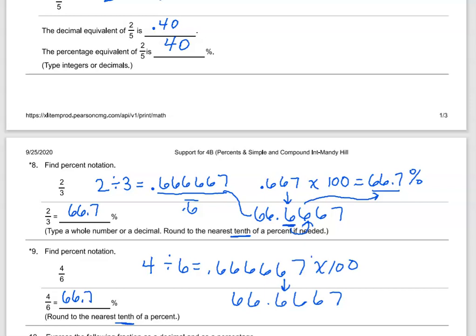Because those were the same fractions. 4/6 and 2/3 are the same, right? Do I need to explain why? Are y'all good? I don't mind at all. Okay.